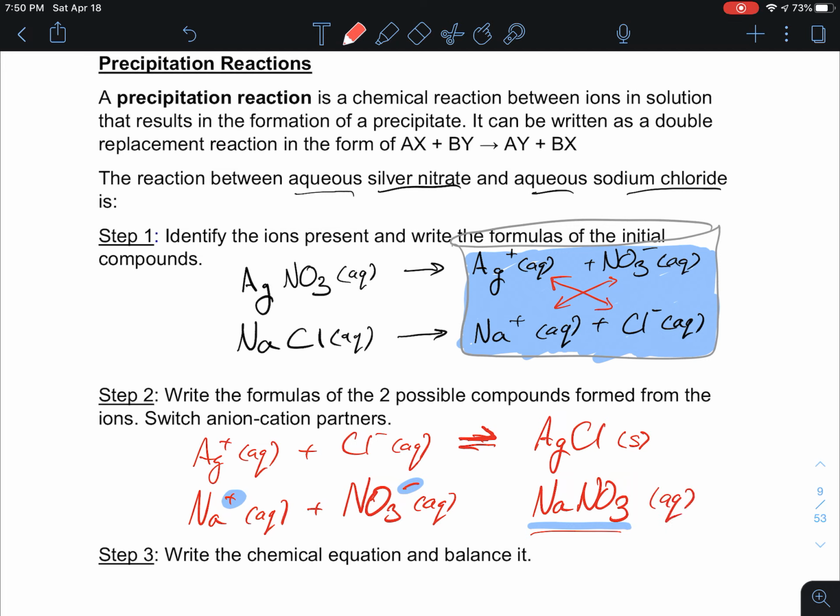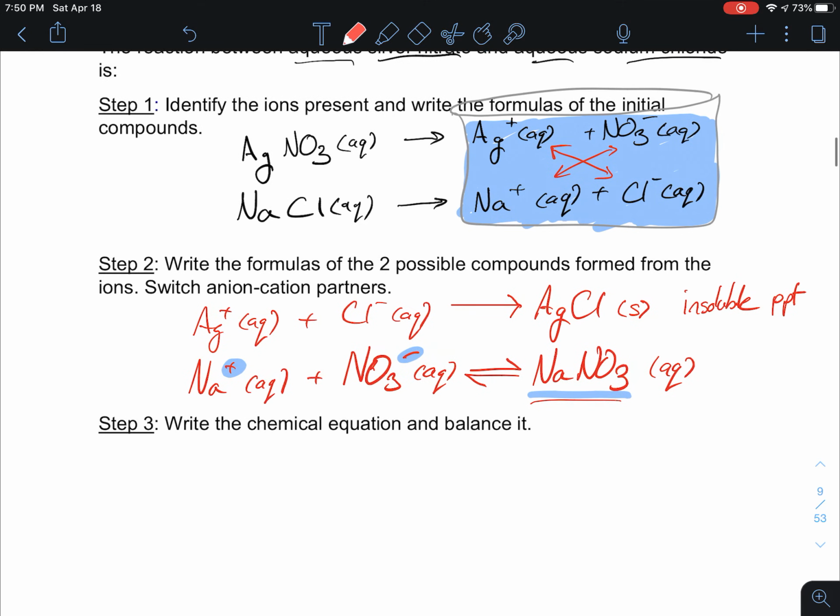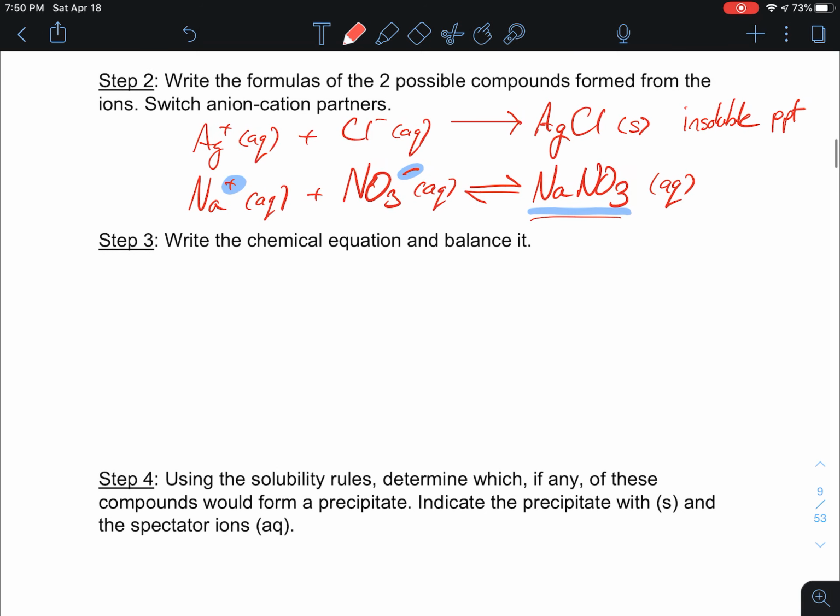So what that means in terms of this arrow is that this arrow is a straight up equilibrium. The chemical might form, but it might not. And meanwhile, this silver chloride is more or less like this. In fact, we might even estimate it as being a straightforward one-directional arrow. Like that. So this is insoluble. That's an insoluble precipitate, PPT. So now write the chemical equation and balance it.